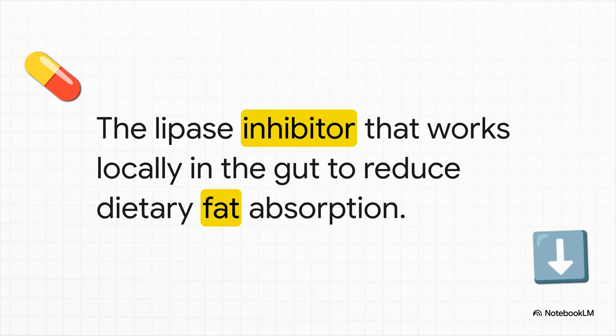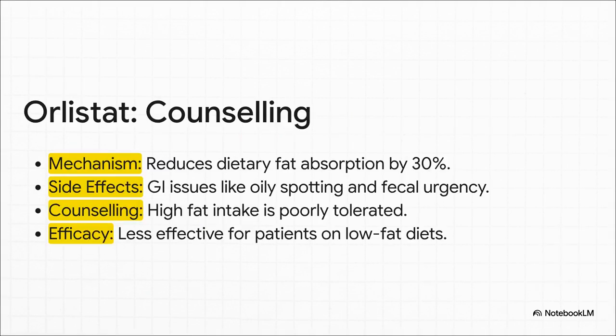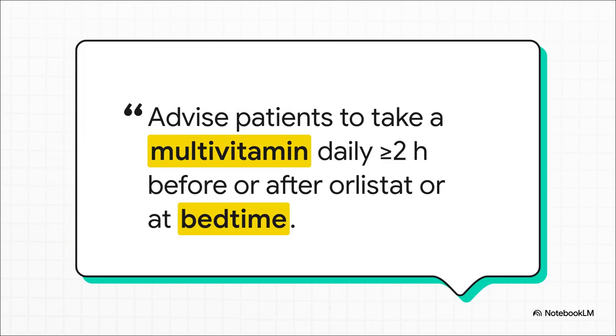Okay, so let's start with the lipase inhibitor orlistat. It's been around for a while, and it works locally, right in the gut. Its mechanism, blocking about 30% of dietary fat absorption, directly informs our counseling points. The common side effects are all GI-related, and they're a direct result of that unabsorbed fat. So the key message for your patients is that high-fat meals are going to be very poorly tolerated. And this can actually serve as a bit of a behavioral reinforcement tool. And here's a key safety point you absolutely must communicate. Because it blocks fat absorption, orlistat can also reduce the absorption of our fat-soluble vitamins, A, D, E, and K. So a daily multivitamin, timed correctly, is essential.